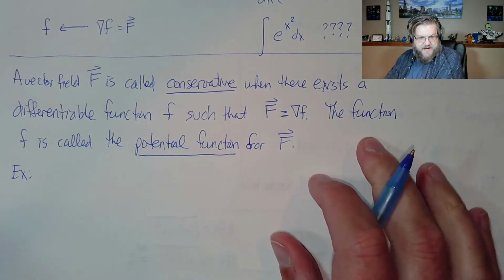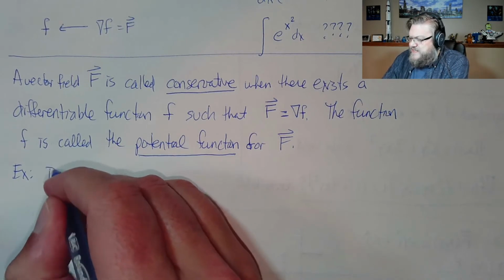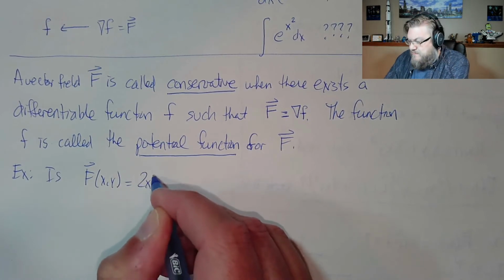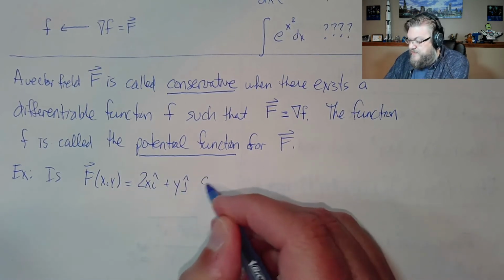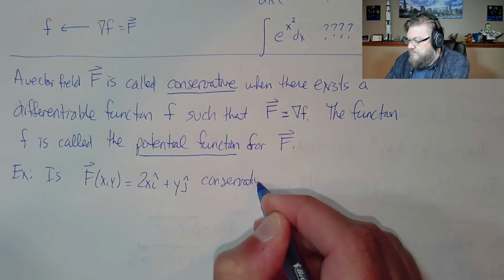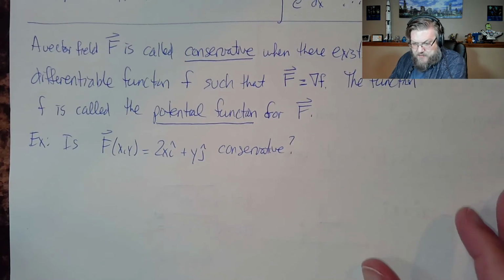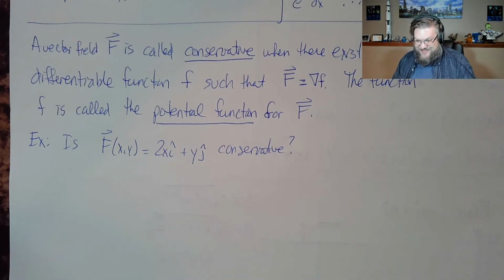Our first example is the following. Let's determine: is F of x, y equaling 2x i plus y j conservative? Now, I'm going to do some secret work to show you. We'll learn how to find this in a future class, or I think in a little bit, actually. I think they show you how to do that in this section. Regardless, let's just say I'm going to be almost magical here.